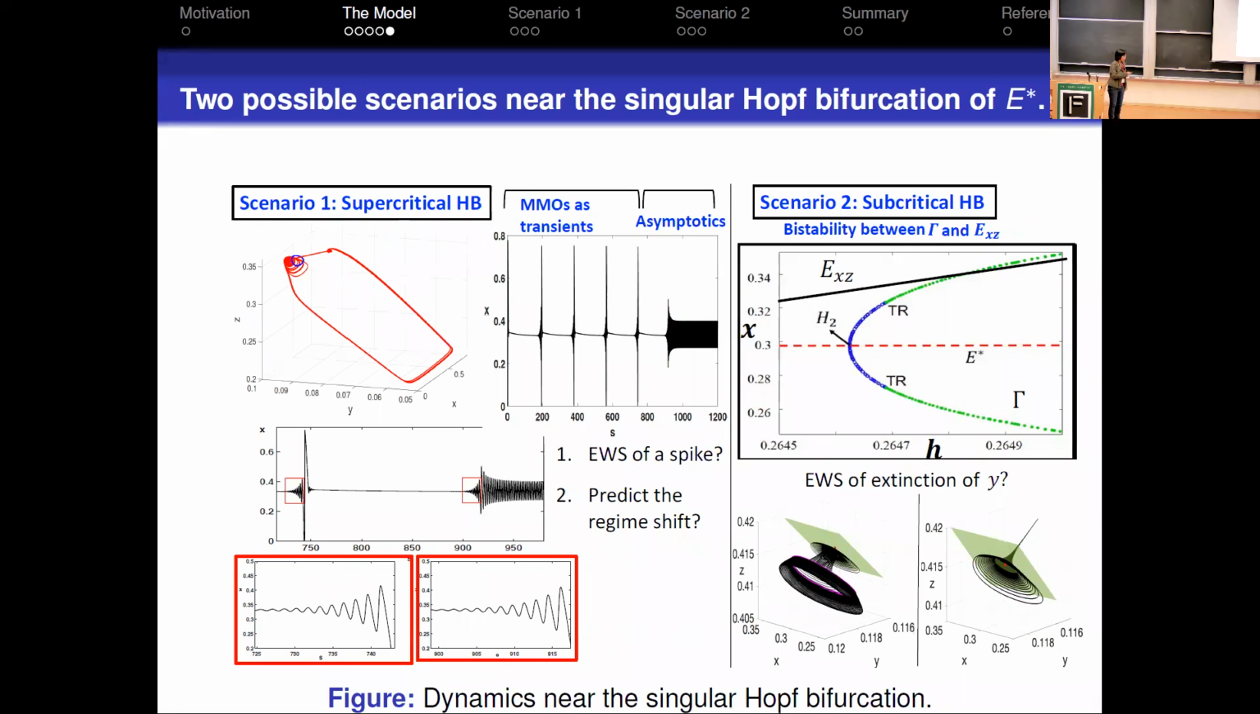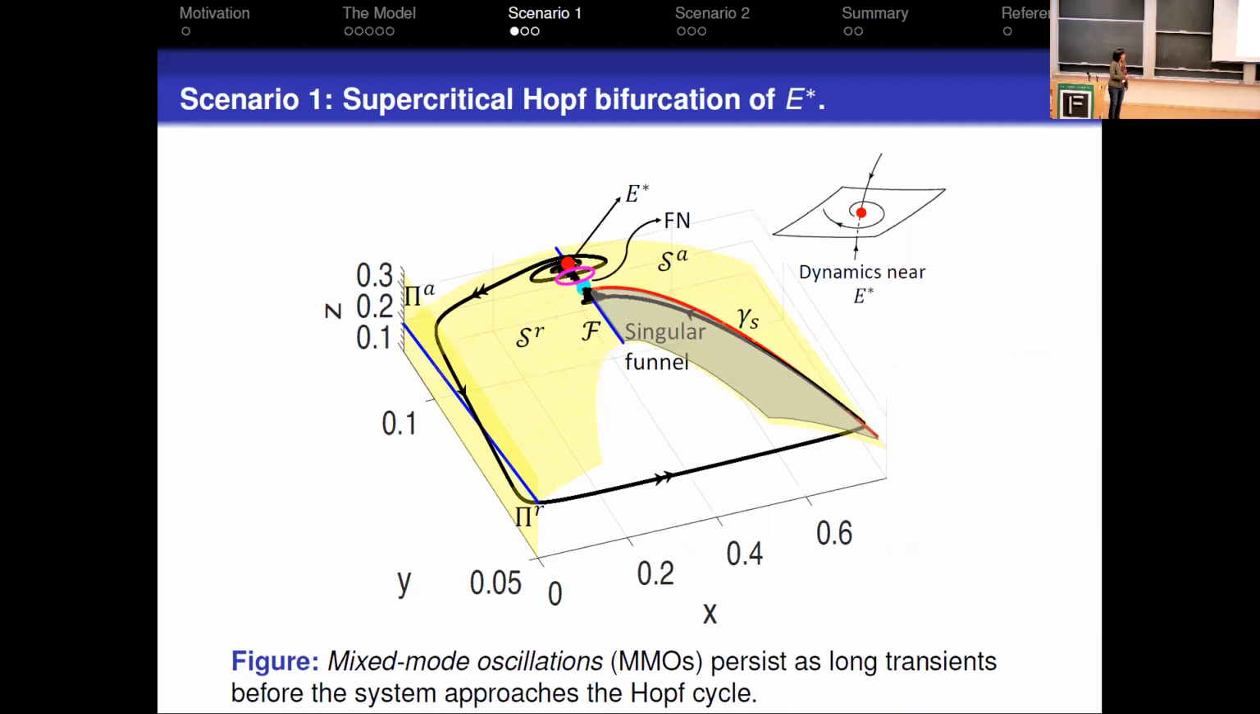All right, so first let's consider scenario 1, where we have a supercritical Hopf bifurcation of our coexistence equilibrium state. Here a small limit cycle is born, and we have transients in the form of mixed mode oscillations. The equilibrium point is a saddle focus with a one-dimensional stable manifold and a two-dimensional unstable manifold. So to understand what is going on, we will be doing a local analysis near our equilibrium point E star. Our starting point will be our singular Hopf point.